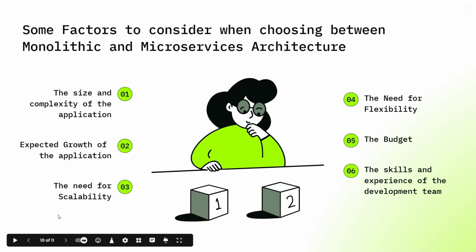The skills and experience of the development team. Microservices architecture is more complex to develop and maintain than monolithic architecture. This means that the development team needs to have the skills and experience to work with microservices. Monolithic architecture is less complex, so it may be a better choice for teams that do not have experience with microservices. So here are some factors for choosing which architecture you want to apply to your business.